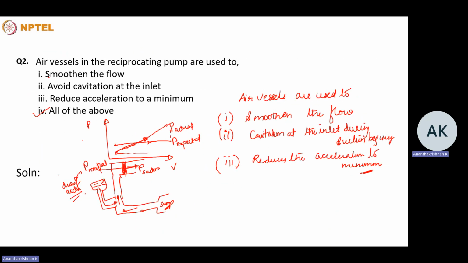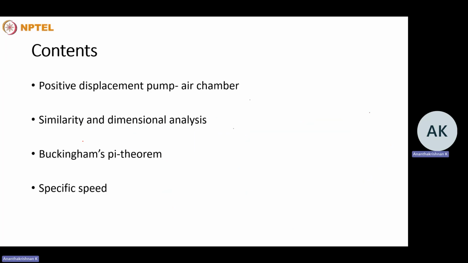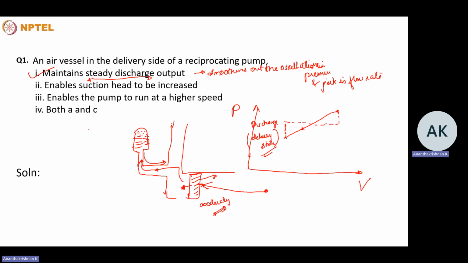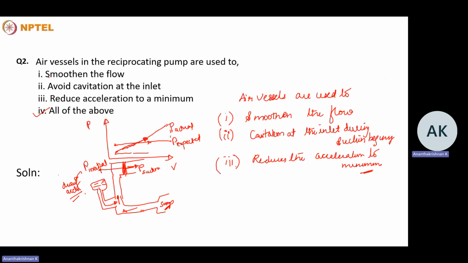We have seen a few multiple choice questions and numerical answer type questions based on water columns, based on the air columns, air chambers in the positive displacement terms. We have seen a few questions based on the dimensional analysis, specific speed, and Buckingham's pi theorem. So in the next week, we will start the discussion on the turbines and the different types of turbines and the degree of reactions that can happen in the turbine.